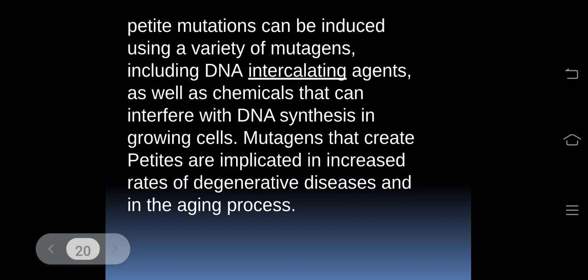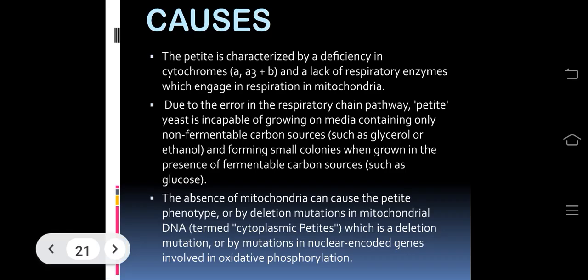Petite mutations can be induced using a variety of mutagens, including DNA intercalating agents, as well as chemicals that can interfere with DNA synthesis in growing cells. Mutagens that create petites are implicated in increased rates of degenerative diseases and in the aging process.